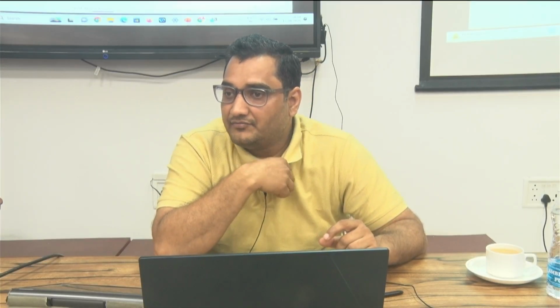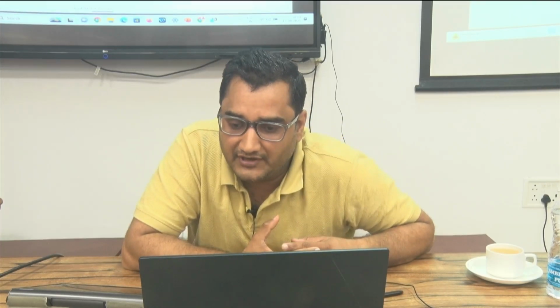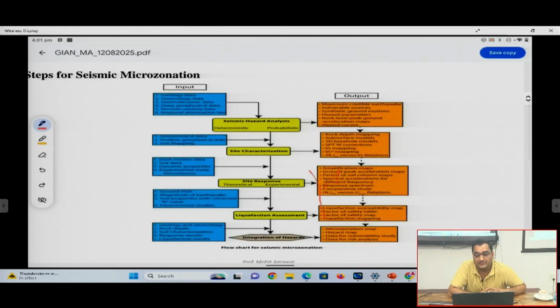Okay, all this information will be put in as an input to the seismic hazard analysis. Now the output: if you are doing it deterministically, you may be able to find out the controlling earthquake, because of which the largest value of the PGAs are occurring at a particular site. That is also known as your maximum credible earthquake.